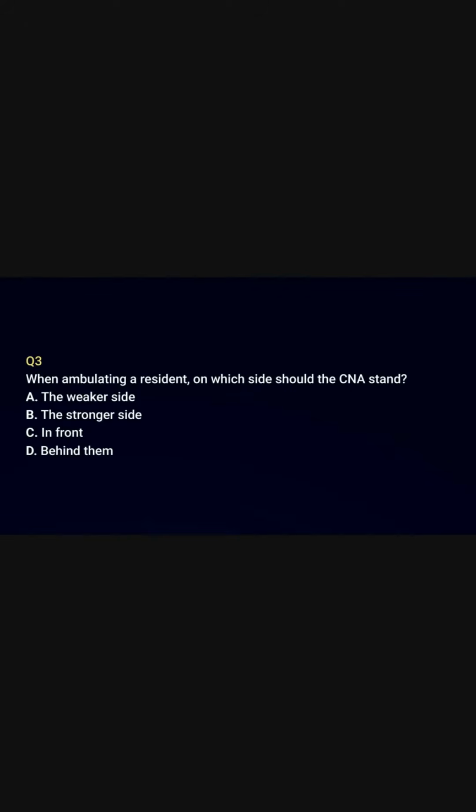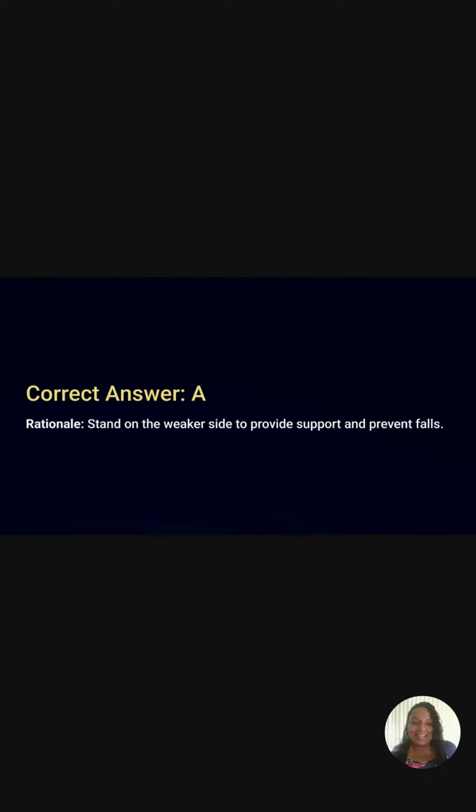Question number three. When ambulating a resident, on which side should the CNA stand? A, the weaker side, B, the strong side, C, in front, D, behind them. And that's right, team. Everybody got this right. Look, you're going to be on A. You're going to be on the weaker side. So, standing on the weaker side is the best way to help provide support and to prevent falls.